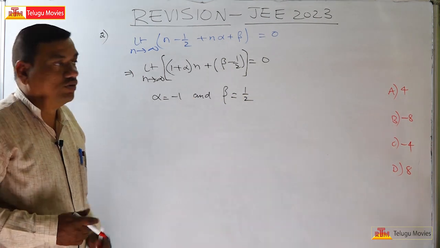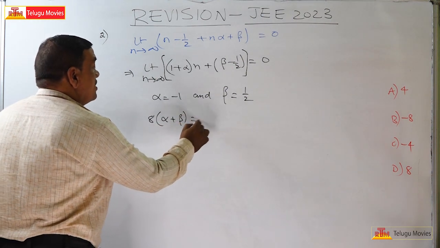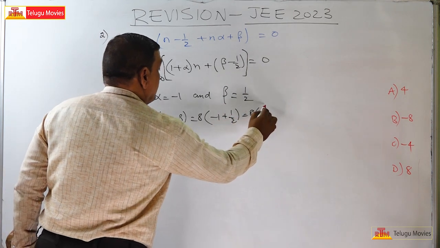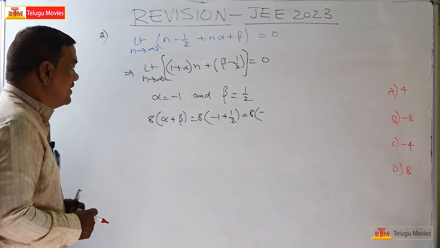Then only it is possible. Okay. Now we are asked to find 8 times (alpha plus beta). That is 8 times (minus 1 plus 1 by 2). 8 times, so this alpha plus beta value is minus 1 by 2.